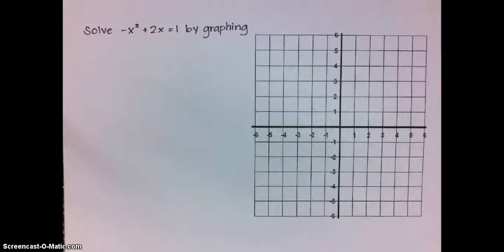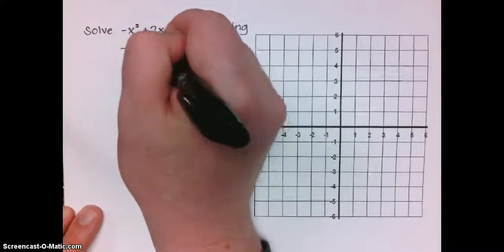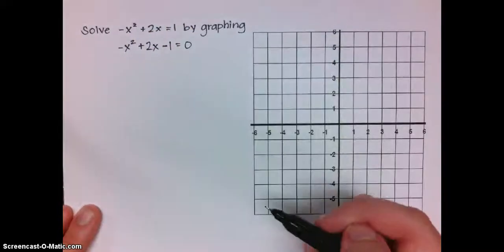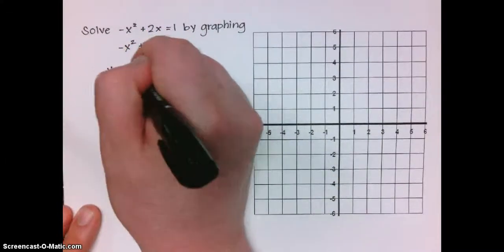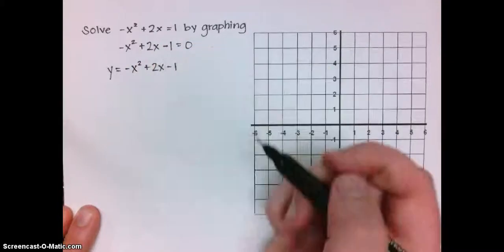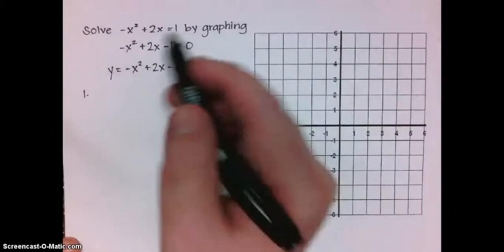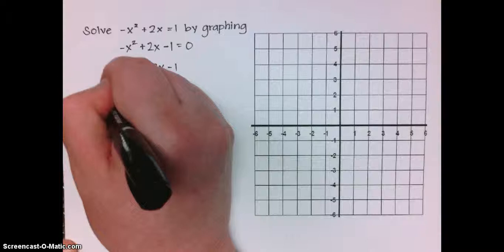The next one says solve negative x squared plus 2x equals 1 by graphing. So again, let's rewrite this one. Negative x squared plus 2x minus 1 is equal to 0. Okay, this is the equation that I want to solve. So let's write it as a function. y is equal to negative x squared plus 2x minus 1. The first step is to look to see if it's going to be pointing upward or downward. Because it's a negative 1 as its coefficient, it's going to be pointing downward.